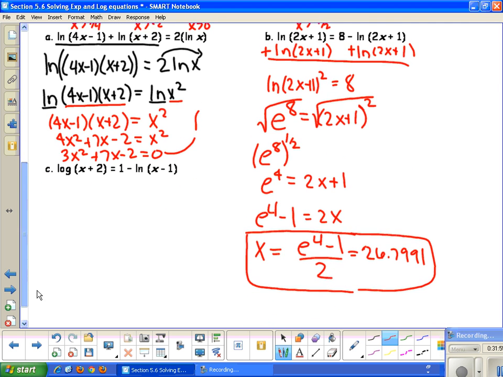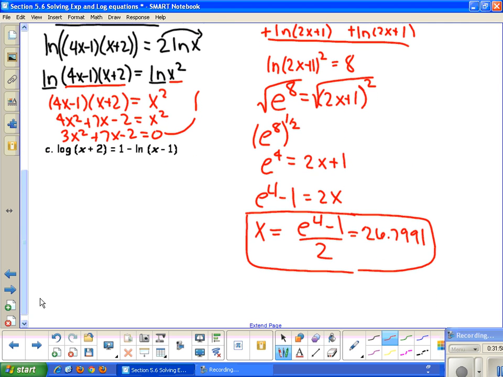So this is definitely bigger than negative 1/2. If I do the negative solution, I would get negative e to the 4th equals 2x plus 1. And when I solve this, I would end up with a very large negative number that doesn't fit within my domain, so I can't use that answer. I only have the one solution.